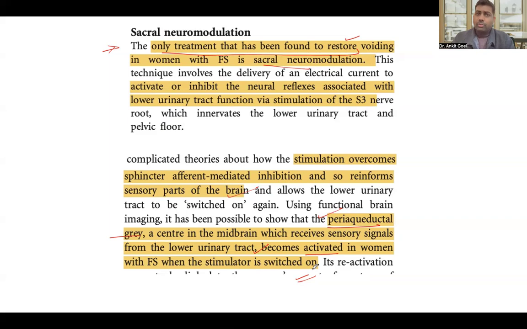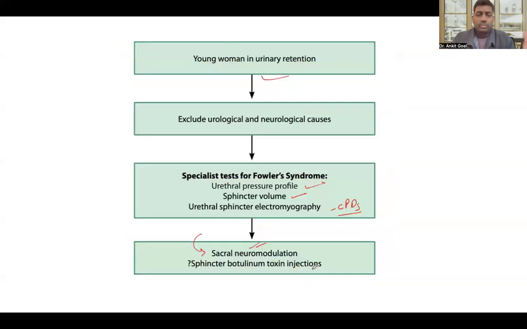So we must know this algorithm. When do you suspect Fowler syndrome? What is the neurophysiology? It's slightly different from DESD. Don't confuse it with DESD, where the detrusor is also contracting, the sphincter is also contracting, and there is loss of coordination between them. So it's not actually a DESD. It's mainly a sphincter issue, and it's not related to any neurological cause.